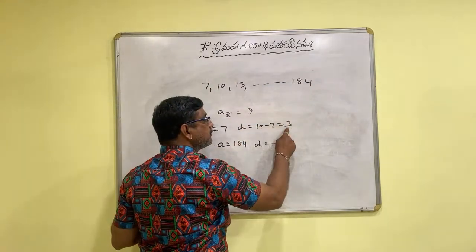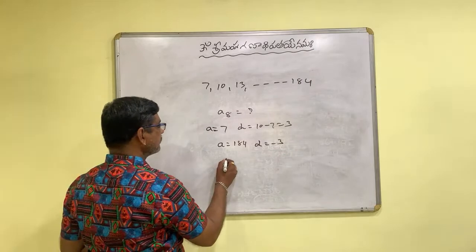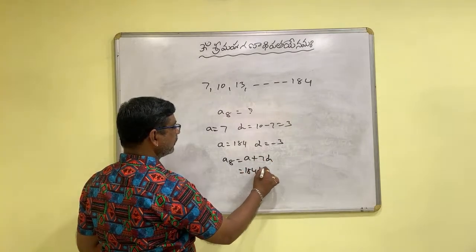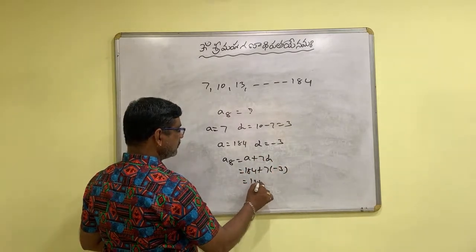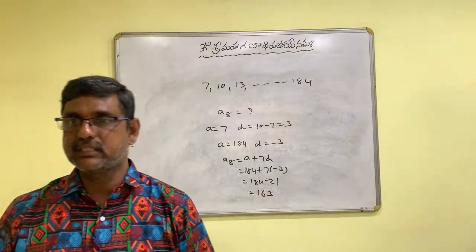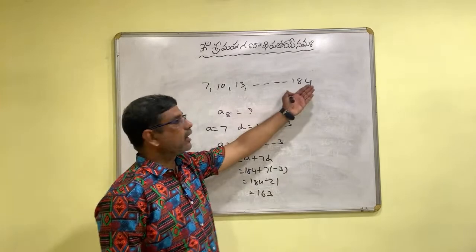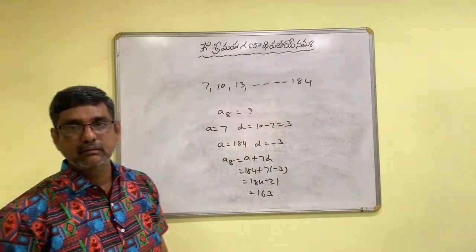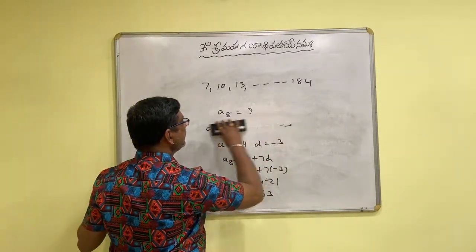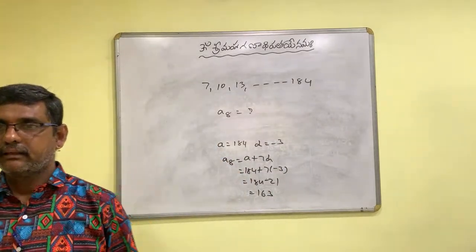If D is positive from the beginning, we have to take D as negative from the end. Okay? The rest is as usual. A8 is A plus 7D. What is A? 184. 7 into -3, 184 minus 21, 163. So 163 is the 8th term from the end. Okay? So here the A 7, D 3 should be discarded, we don't need it. That is what you have to understand.